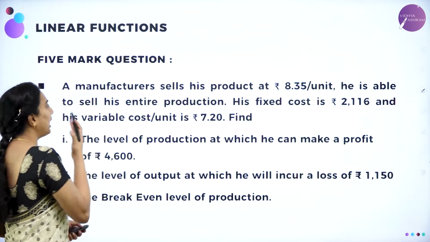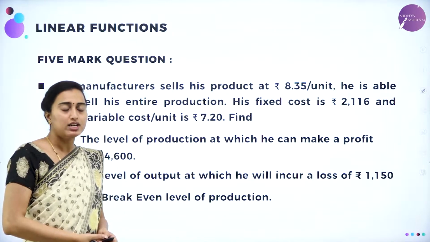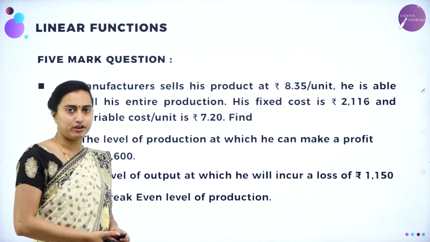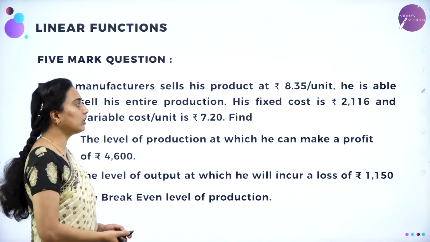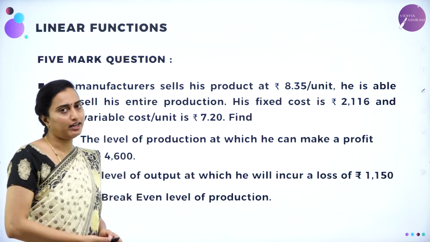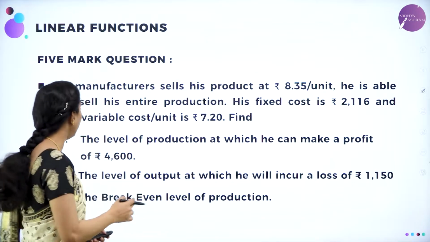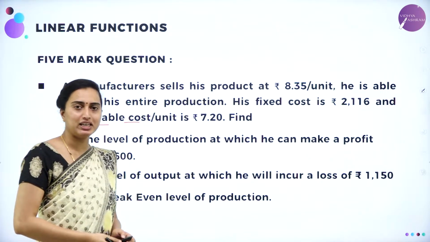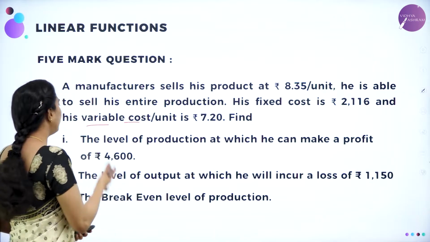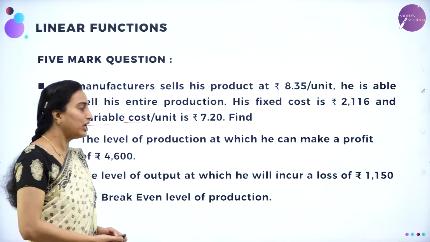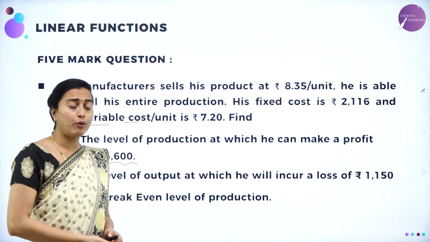So let us move on to the first problem. Here they have asked: a manufacturer sells his product at 8.35 per unit. Sales means you are going to have the revenue function. So he is able to sell his entire production, and his fixed cost is rupees 2,116. So fixed cost is nothing but 2,116, and the variable cost per unit is 7.20. What they have asked you to find out is, first, the level of production at which he can make a profit of rupees 4,600. So profit will be means what?